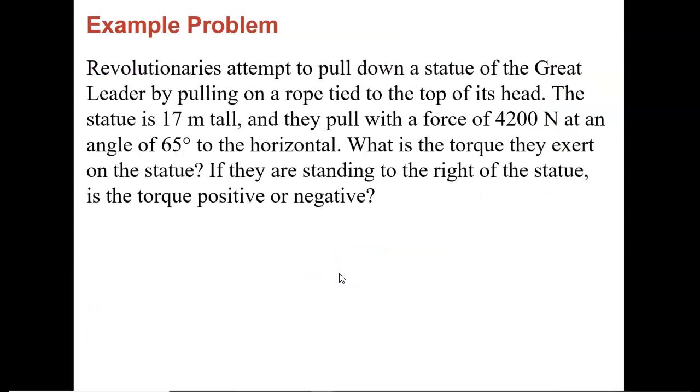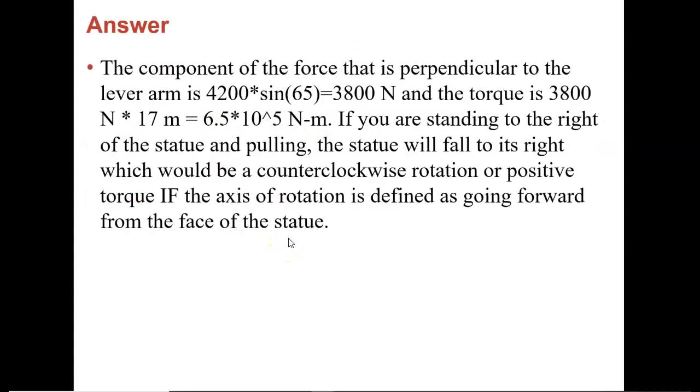All right, so we have another sample problem, and this has actually been seen in history a couple different times. People overthrow a certain leader, and they tie a rope on its head. The statue is 17 meters tall, and they pull with a force of 4,200 newtons at an angle of 65 degrees to the horizontal. What's the torque they exert on the statue? If they're standing to the right of the statue, is the torque positive or negative?